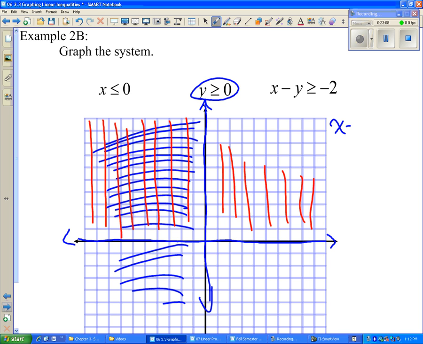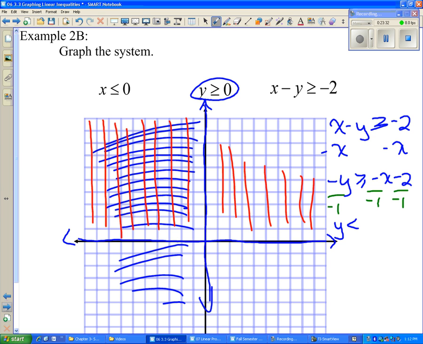My third equation, x minus y is greater than or equal to negative 2. Solve for y, so I'm going to subtract x. Negative y is greater than or equal to negative x minus 2. Divide everything by a negative 1. When I divide by a negative number, I have to change my sign. So y is less than or equal to x plus 2.